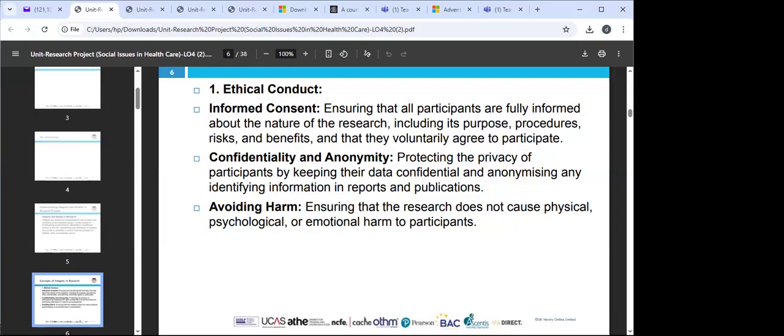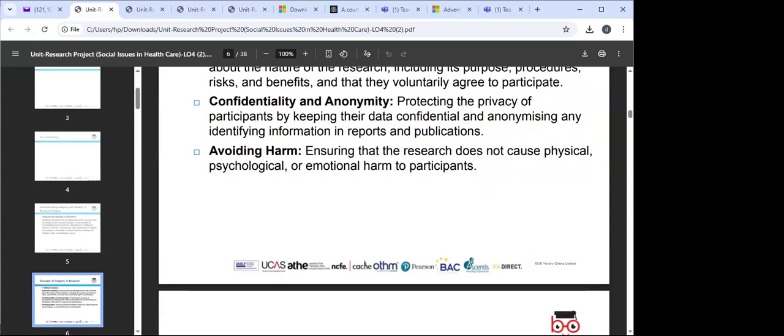Avoiding harm: ensuring that the research does not cause any physical, psychological, or emotional harm to participants. Are we together?